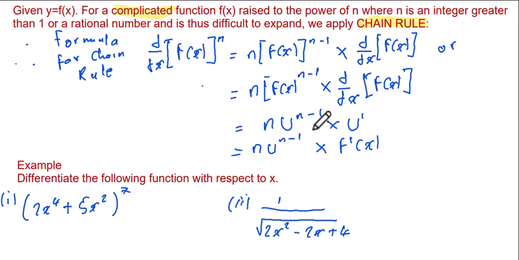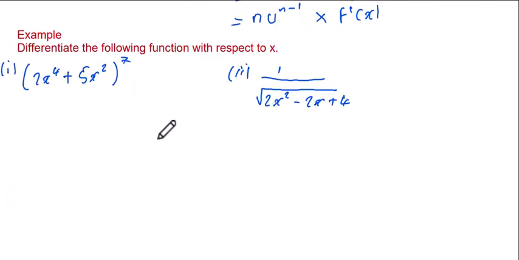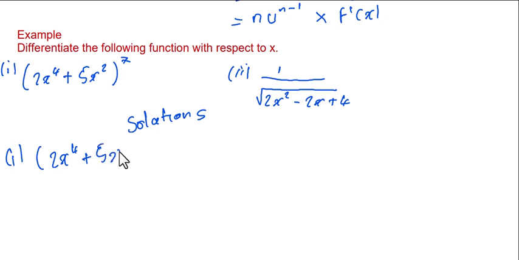We have a couple of questions we're going to look at. So, solutions. We look at the first question, A. We have 2x to the power 4, open the bracket, 2x to the power 4 plus 5x squared, close the bracket, to the power 7.